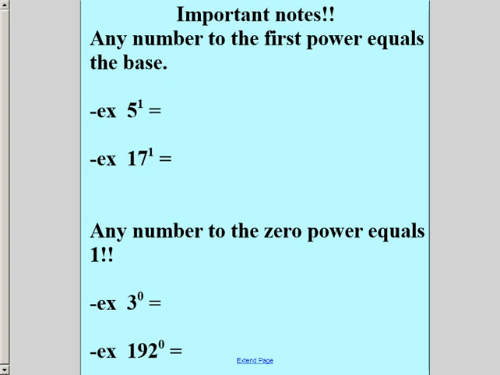Now you might be wondering, well, what if your exponent is 1 or 0? Well, any number that has 1 as your exponent, any number to the 1st power, is always going to equal the base. So for example, 5 to the 1st power is 5. 17 to the 1st power is 17. And any number to the 0 power always equals 1. A lot of people mistakenly think that it equals 0. It does not equal 0.